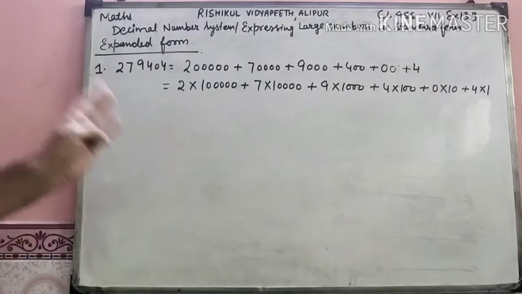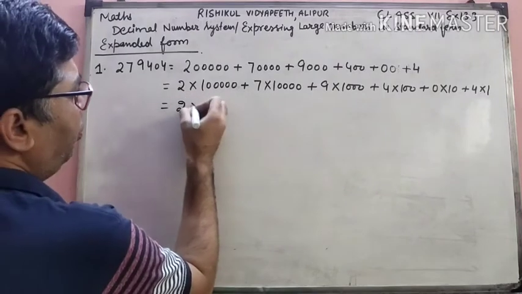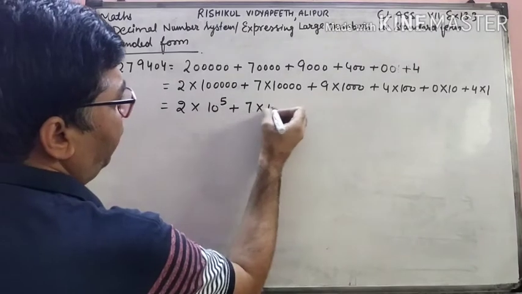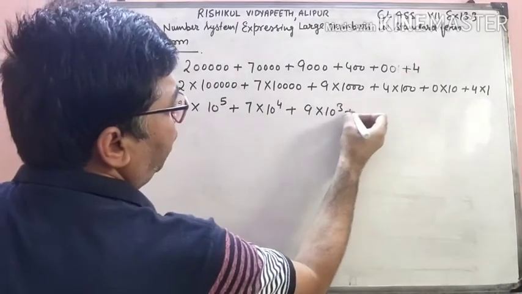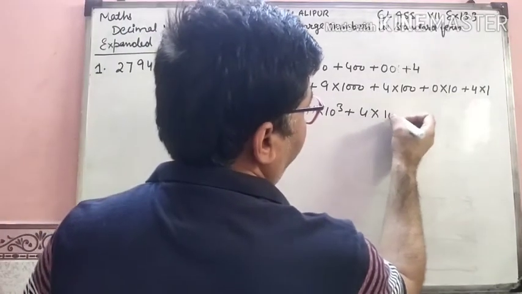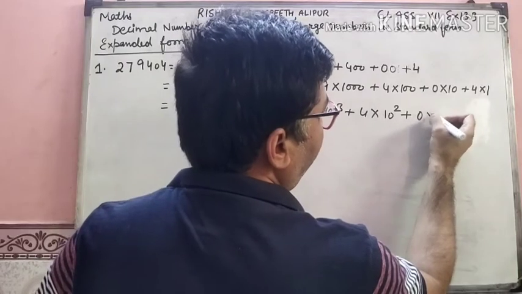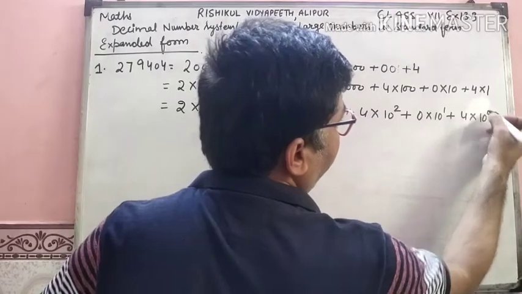What you have observed is that the zeros are decreasing in each and every step. So we can write it as 2 into 10 raised to power 5, 7 into 10 raised to power 4, 9 into 10 raised to power 3, 4 into 10 raised to power 2, 0 into 10 raised to power 1, and 4 into 10 raised to power 0.